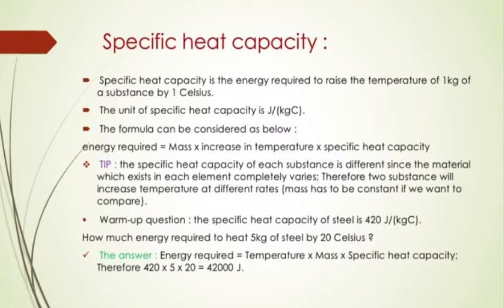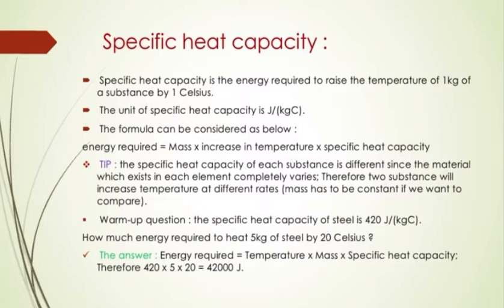Specific heat capacity is the energy required to raise the temperature of 1 kilogram of a substance by 1 Celsius. Don't forget this. In other words, it is the energy needed to increase the temperature of a single kilogram of a substance by 1 degree. The unit of specific heat capacity is joules per kilogram per degree Celsius. The formula is as below.